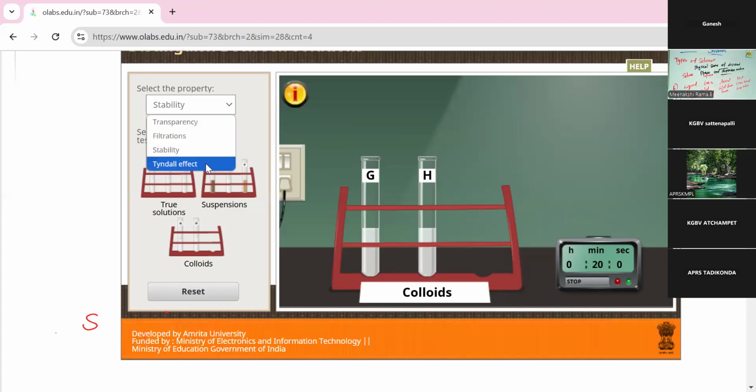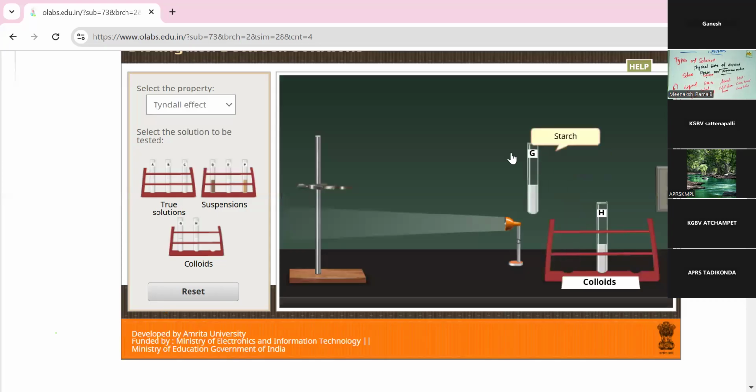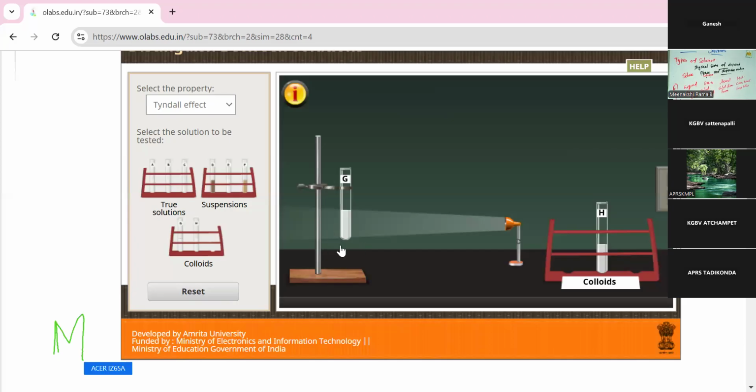Next, last one is Tyndall effect. Look at here. See here, yes, one bright white light is visible in this area. So Tyndall effect is observed in the colloidal solution. The light is focused on the colloid solution, and the path of the beam becomes visible in this area. So this is confirmed colloid. So Tyndall effect is the illuminated path. So this is the correct formation of that colloid.